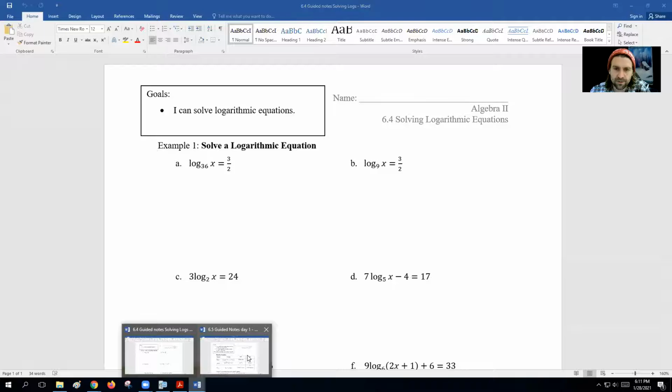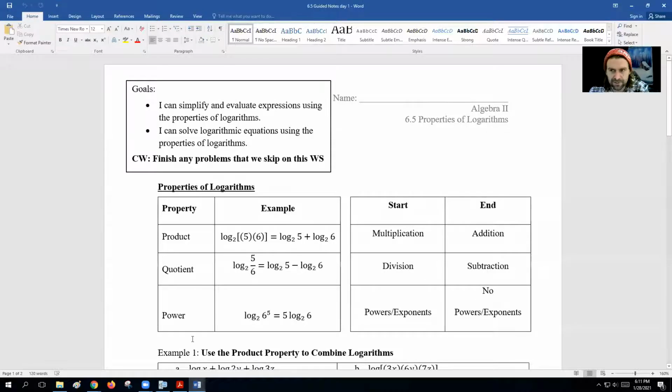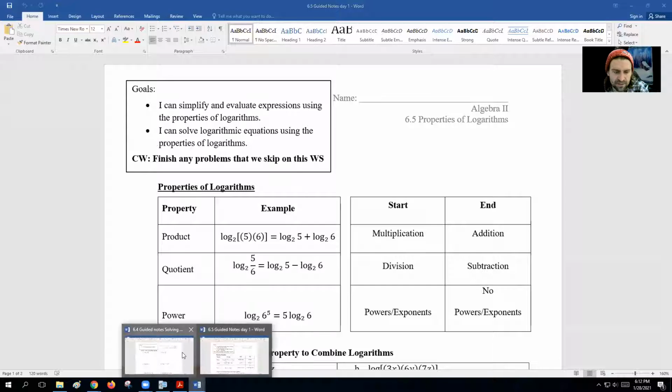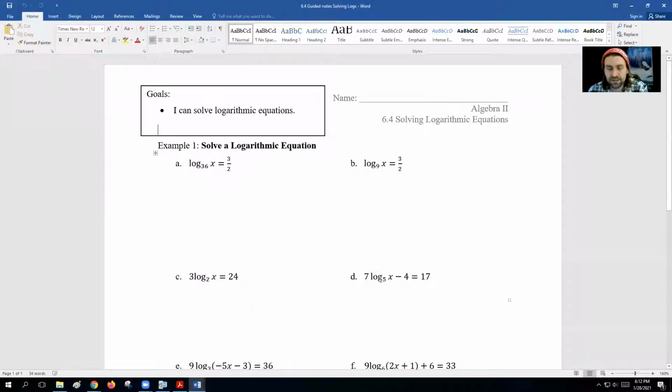These two sections go together hand in hand, and there's really no differentiating between the two. They're very similar in how we solve them. 6.4 is a little easier than 6.5. Okay, so let's get this started.